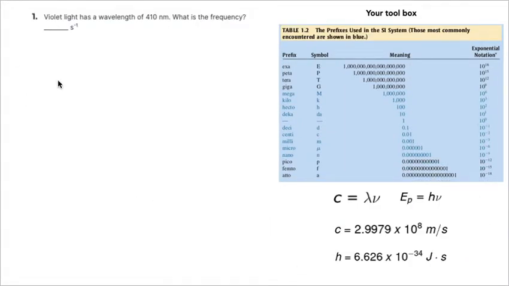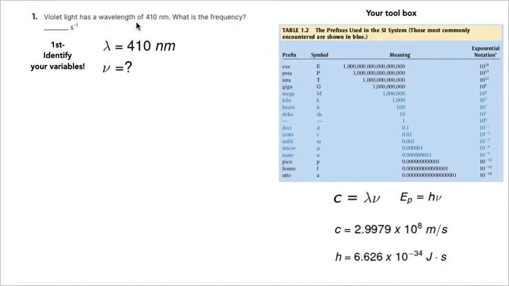This first problem says violet light has a wavelength of 410 nanometers. What is the frequency? In order to solve these problems, this video is going to show step by step how we should do this. The first step is to identify your variables in the given problem. In the problem, it said it had a wavelength of 410 nanometers. Whenever possible, you should represent the words by the symbol.